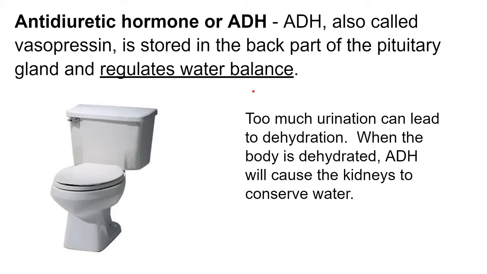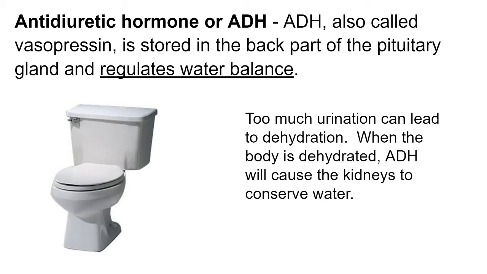The next hormone that the pituitary gland will produce is an antidiuretic hormone, or ADH. It's also called vasopressin. It's stored in the back part of the pituitary gland and it regulates water balance. So really what it does, a diuretic can make you urinate a bunch. An antidiuretic helps to stop you from urinating too much.